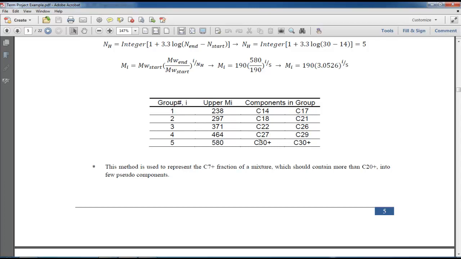Okay, this method is used to represent the C7 plus fraction of a mixture, which should contain more than C20 plus, into a few pseudo-components. This is the same: the method says it can be used if you have C20 plus or C30 plus and you want to represent that composition with fewer components. So you may use this method.